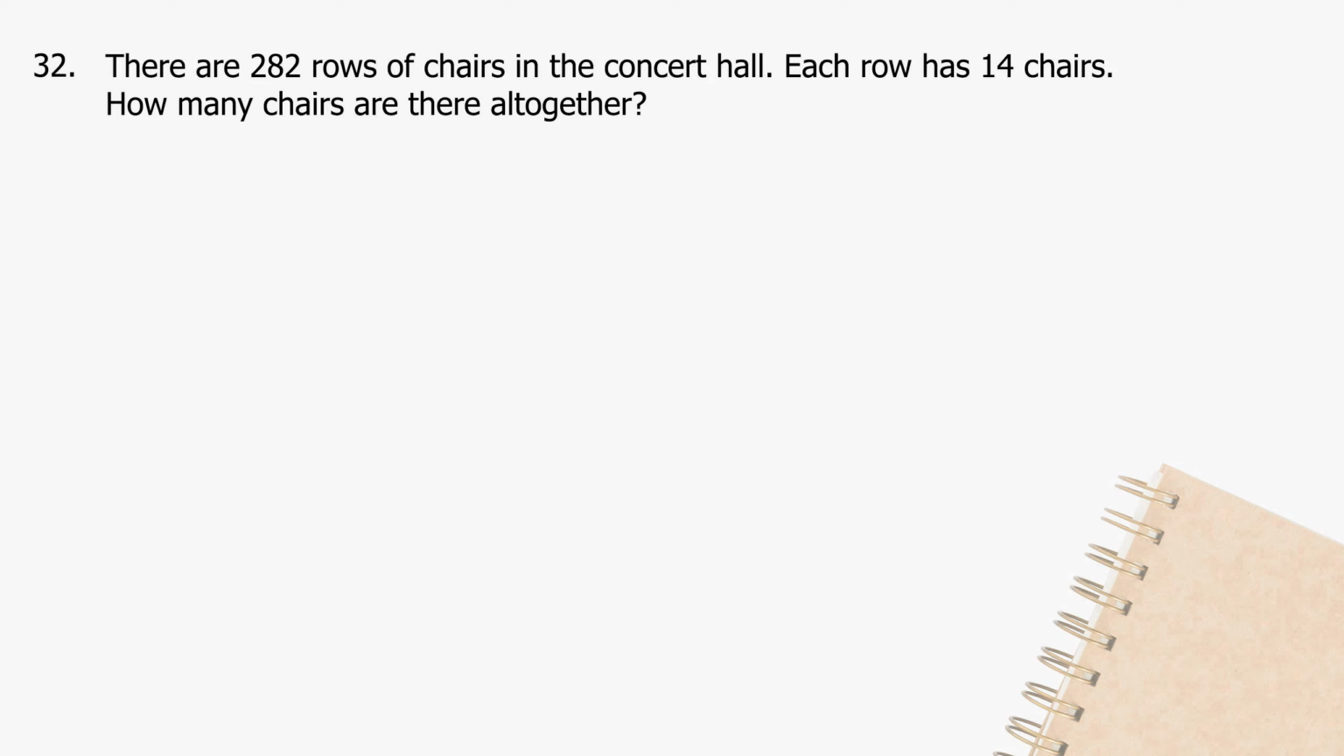Question 32. There are 282 rows of chairs in the concert hall. Each row has 14 chairs. How many chairs are there altogether?